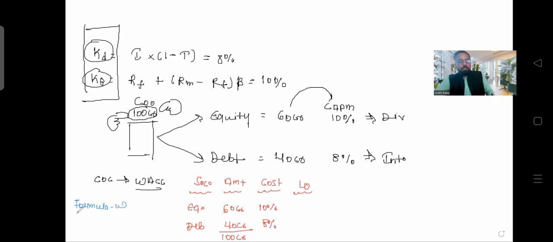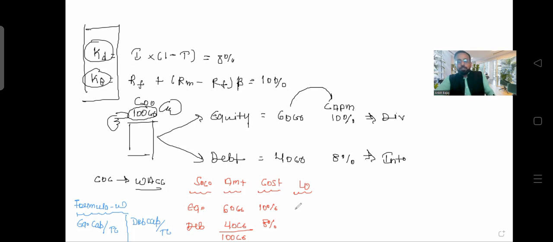The formula for calculation of weight is equity capital divided by total capital, if you want to find out the weight of equity. If you want to find out the weight of debt, it is going to be debt capital divided by total capital. What is the equity capital here?